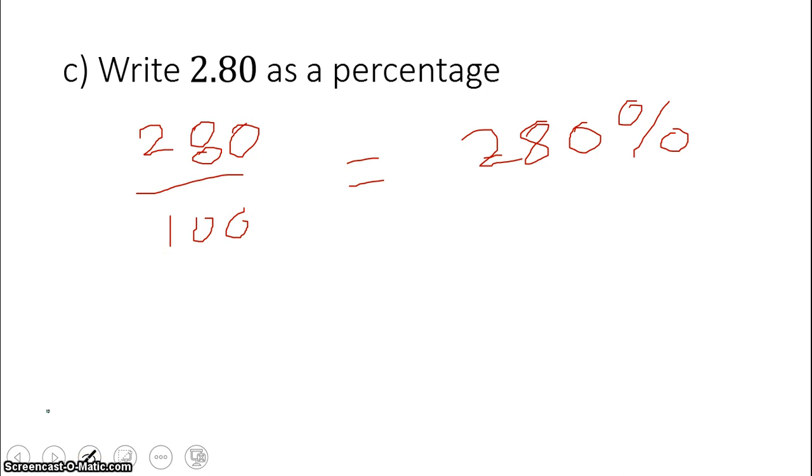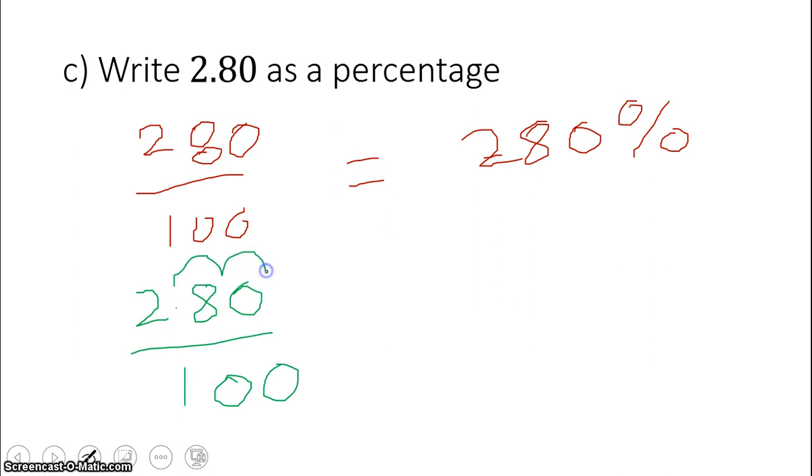So, shorthand way of doing it, you've got 2.8 out of 1, and we want to convert it to a percentage, so a percentage is out of 100, so we're going to add 2 zeros on the bottom, same as multiplying by 10 twice, and we're going to move the decimal point 2 places, which gives us our 280 out of 100, or 280%.